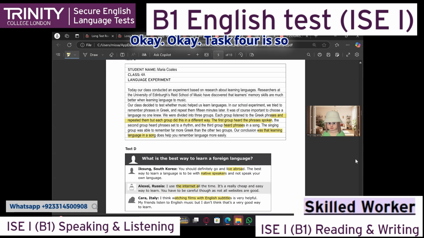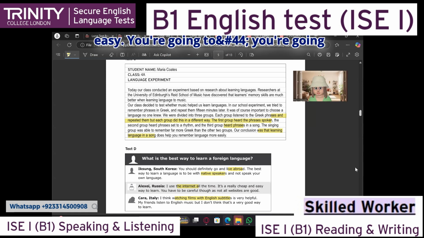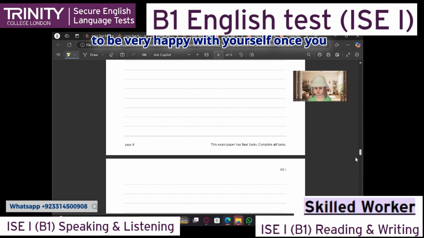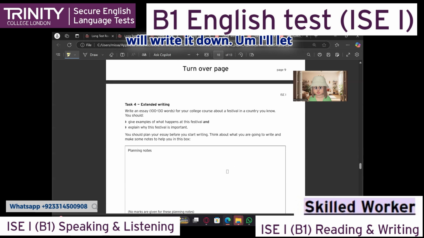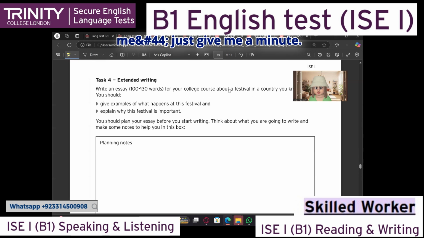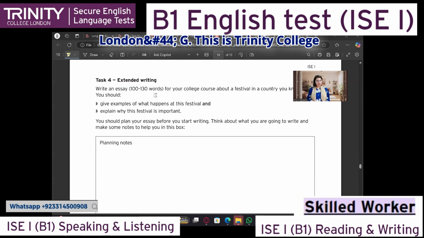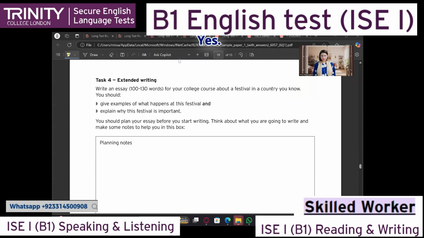Okay, task 4 is so easy. You're going to be very happy with yourself once you write it down. Just give me a minute. All right. This is Trinity College London ISC 1B1, task 4. Can you read the question, please? Yes.